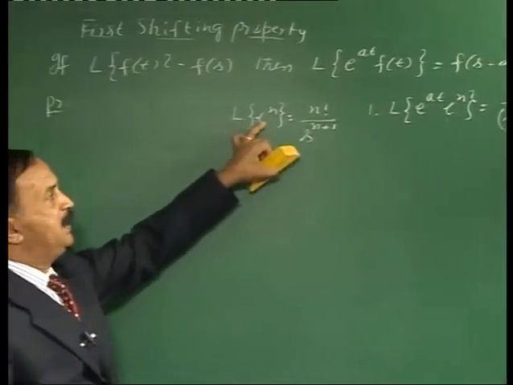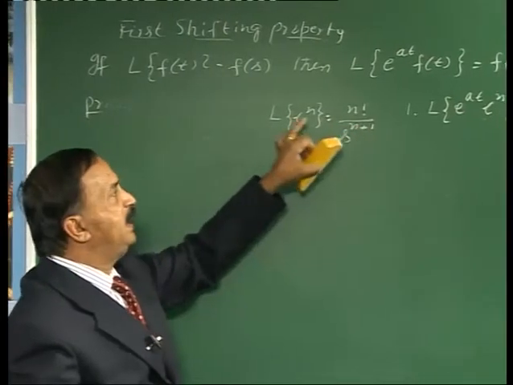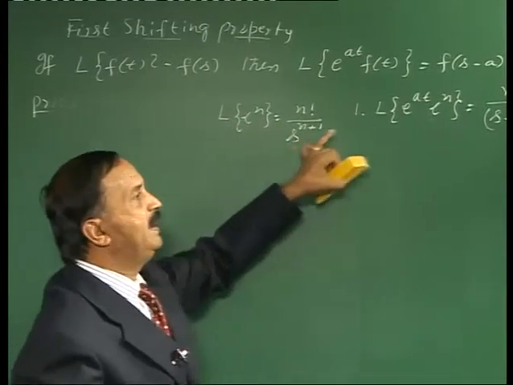So here L of t to the power of n is n factorial by s to the power of n plus 1. If you write e to the power of a t here, immediately replace s by s minus a.